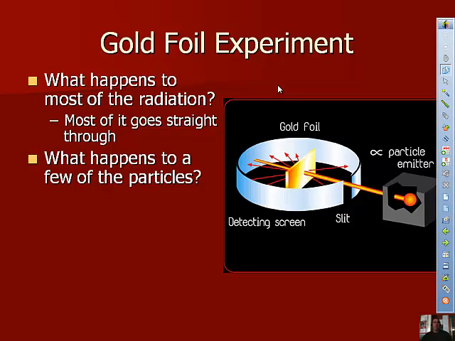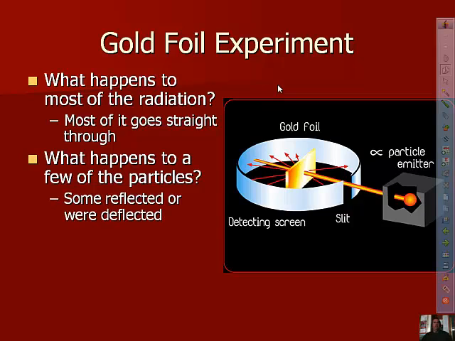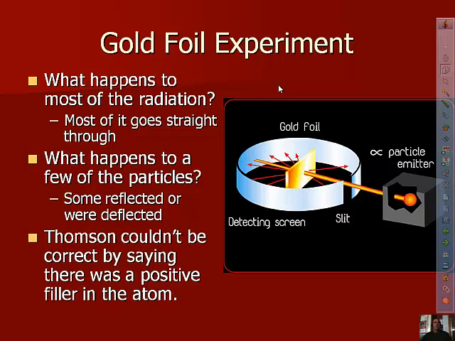So what happens to a few of the particles? Again, I said a few of the particles were reflected and a few of them were deflected. So Thomson could not be correct by saying that there was this positive filler in the atom. Because if I bring a positive charge towards something that has mostly a positive charge in the atom, it should cause the majority of these to bounce backwards. But it did not happen. And again, the key thing to remember is that this ray coming here is positively charged.